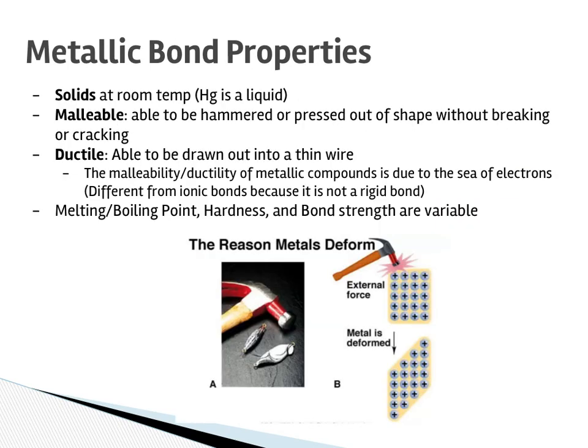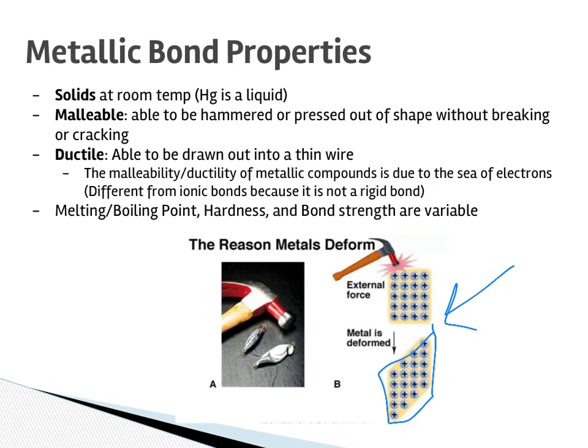This is also the reason why metals are malleable. If metals have these free-flowing electrons, then when they're hit with a hammer, they're going to deform, but they're just like chilling loosey-goosey. It'll change the shape and it's not going to break because it's not a rigid bond. This also allows it to be ductile for the same reason.